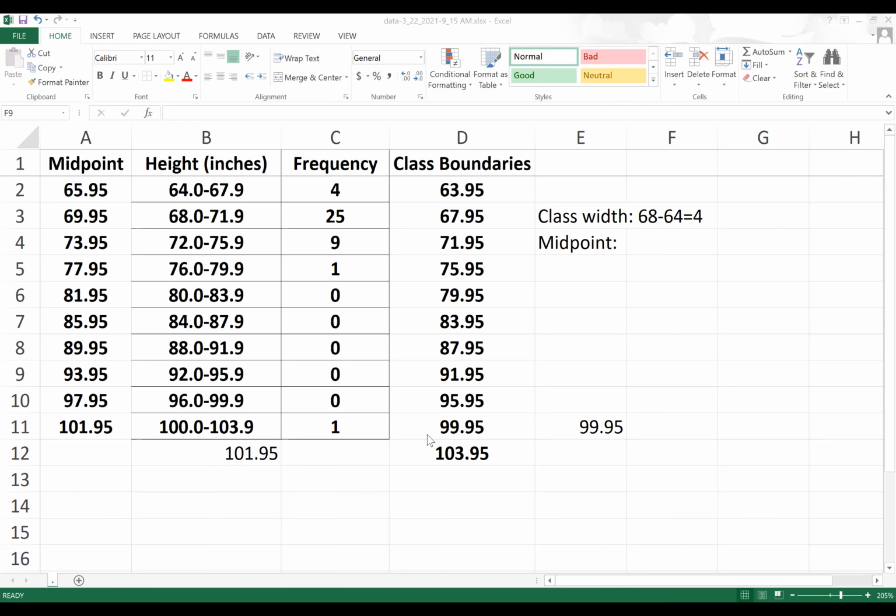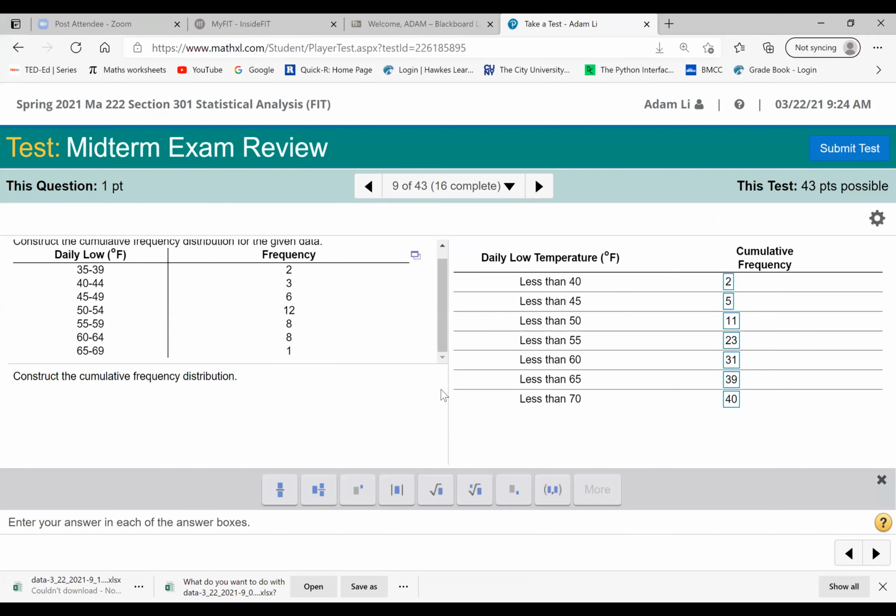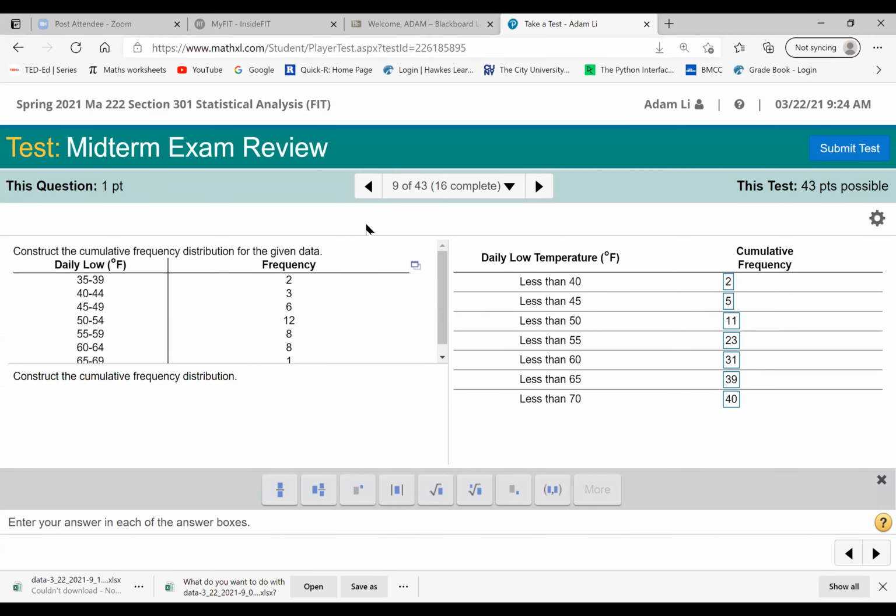Sorry, Professor. I can only see the Excel right now. I'm not on the question. Okay, I forgot to share that, I guess. Okay, so this is the question. This is question 9, right?